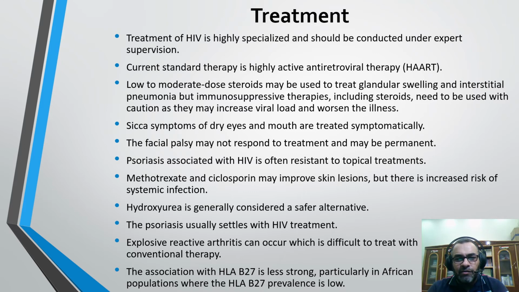Psoriasis associated with HIV is often resistant to topical treatment. Methotrexate and cyclosporin may improve skin lesions, but there is increased risk of systemic infection. Hydroxyurea is generally considered a safer alternative compared to methotrexate and cyclosporin. The psoriasis usually improves with HIV treatment. Explosive reactive arthritis can occur, which is difficult to treat with conventional therapy. The association with HLA-B27 is less strong, particularly in the African population where HLA-B27 prevalence is already low.